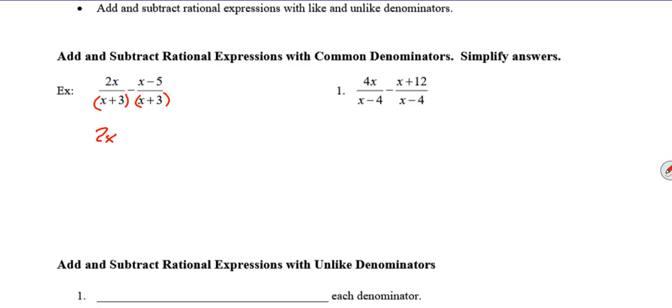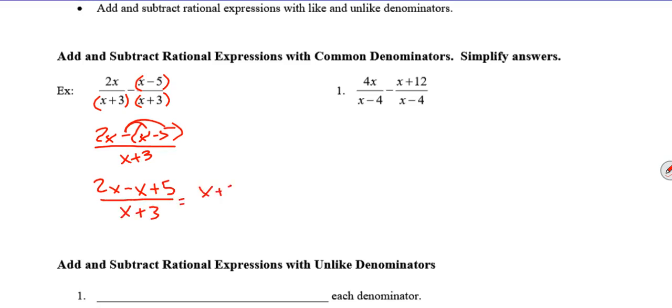So I get 2x minus, and here's the tricky part, a division sign, a fraction bar, is a grouping symbol. So it's 2x minus x minus 5, all over x plus 3. That negative needs to be distributed. 2x minus x plus 5 over x plus 3. So x plus 5 over x plus 3, and that is your expression simplified.